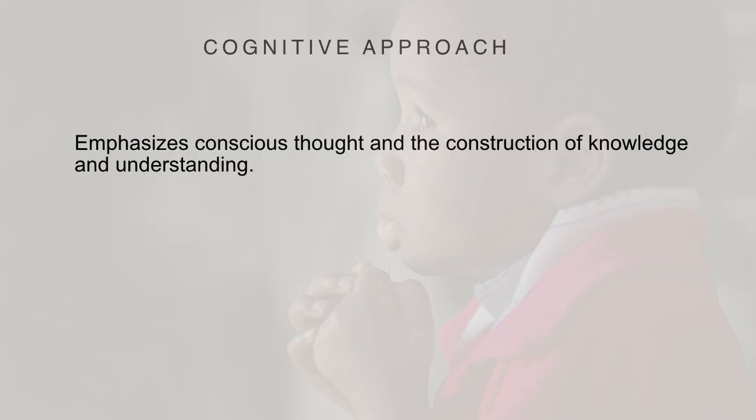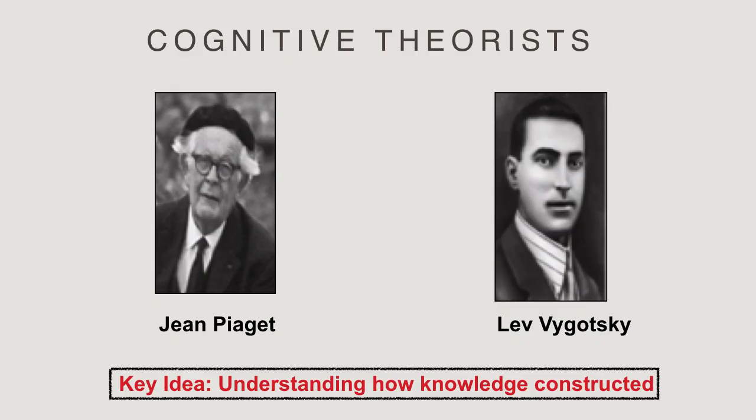Cognitive development. The cognitive approach really focuses on cognition and thought, and our conscious thought, and how that plays a part in constructing our knowledge and understanding. Two theorists that we are revisiting are Jean Piaget and Lev Vygotsky. Under the scope of the cognitive approach, the key idea is understanding how knowledge is constructed.